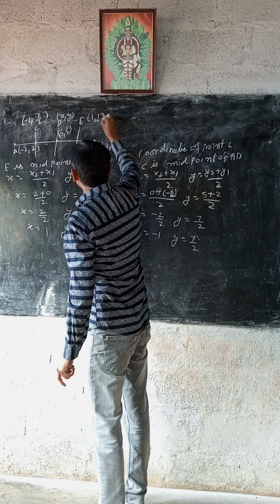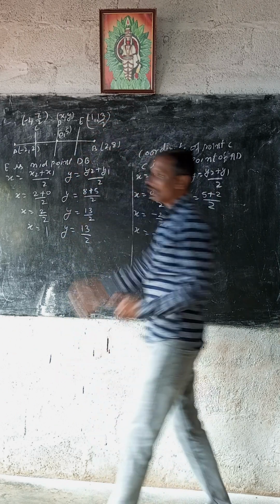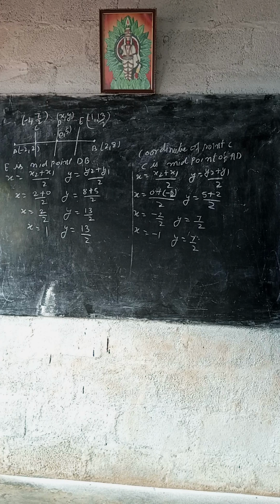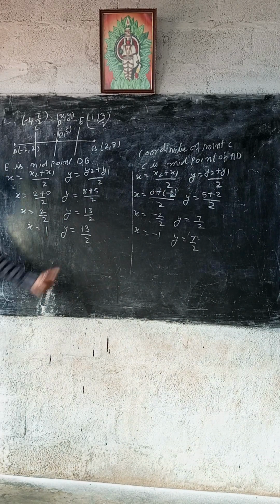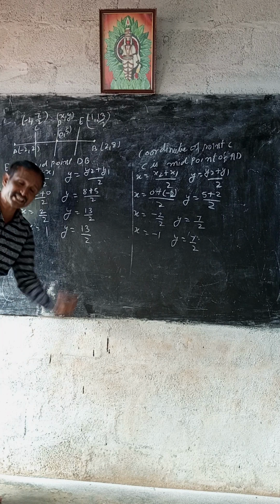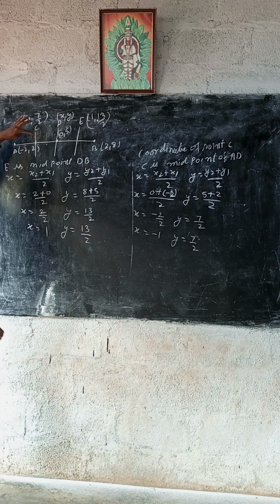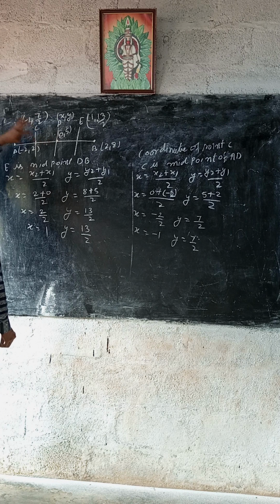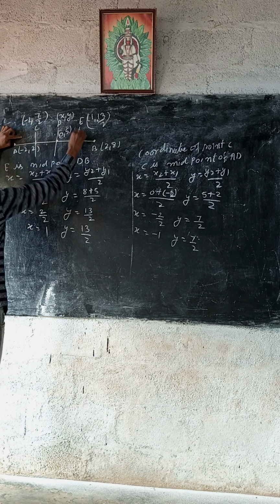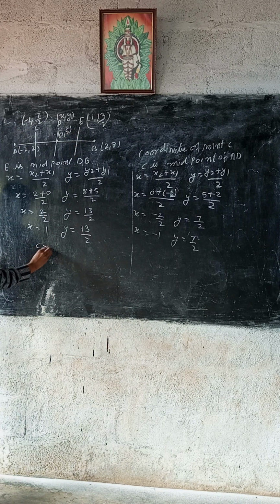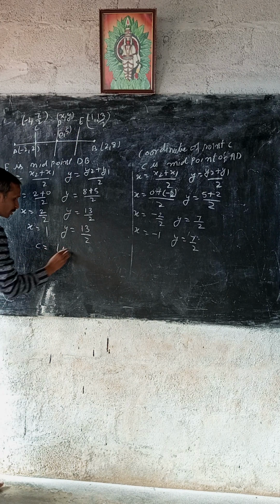Now this is one way. Another way can also be done. Suppose we take the ratio and want to use the section formula, and we want to find the coordinates of C. Coordinates of C means this side is 1 and this side is 1, 2, 3. So for C the ratio becomes 1 is to 3.